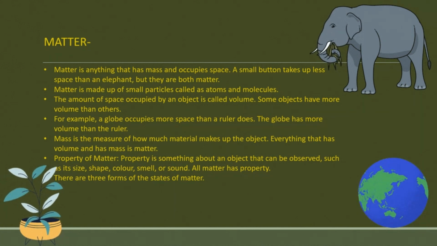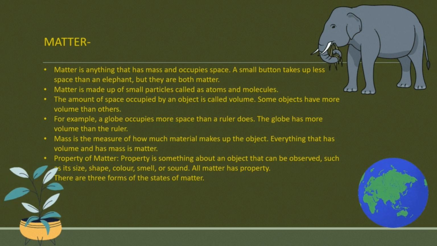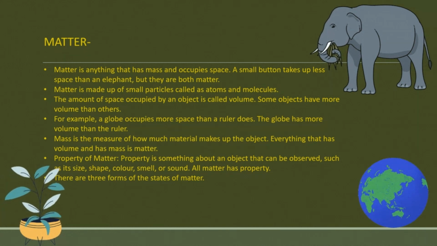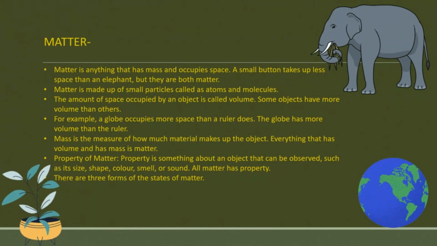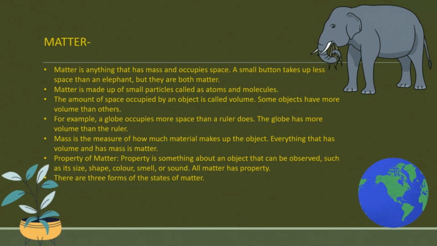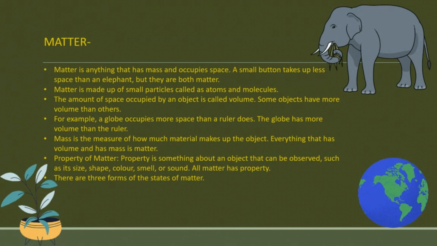A small button takes up less space than an elephant, but they are both matter. Matter is made up of small particles called atoms and molecules. The amount of space occupied by an object is called volume. Some objects have more volume than others. For example, a globe occupies more space than a ruler does. The globe has more volume than the ruler.